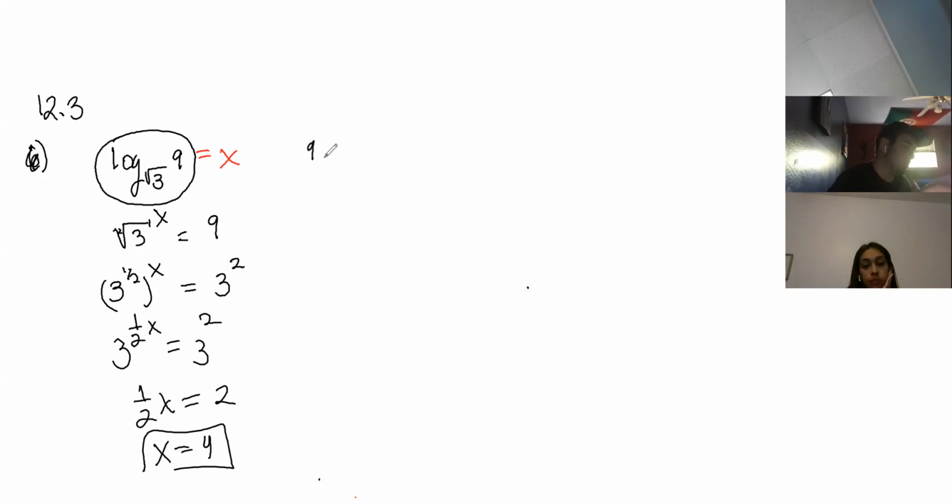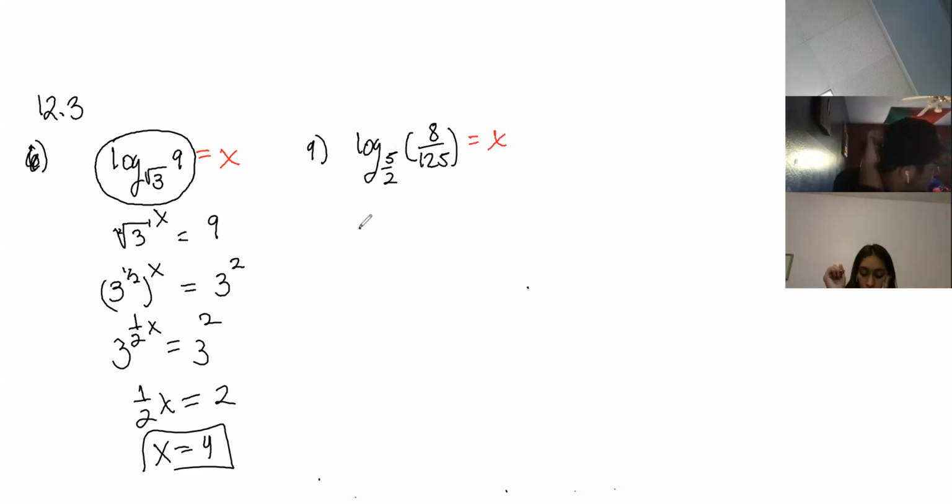Okay, number 9 is similar. It's log base 5/2 of 8 over 125. Even though it's not an equation, I make it equal to what? X. And then how would you wrap that around? It would become 5 over 2 to the x power equals 8 over 125.